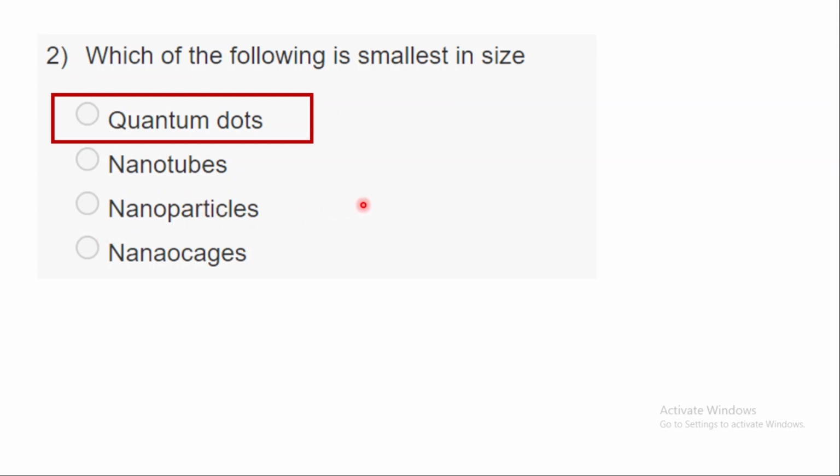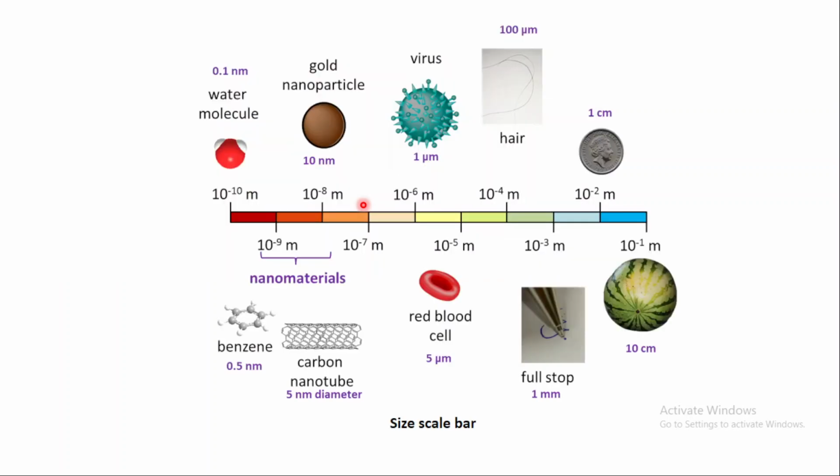But let's see what the size differences are for all these nanostructures, right? So here is a size scale bar. I hope you can see it. It shows the range from 0.1 angstrom to meters. 10 to the power minus 10 is the angstrom level, and 10 to the power 0 is around the meter level.